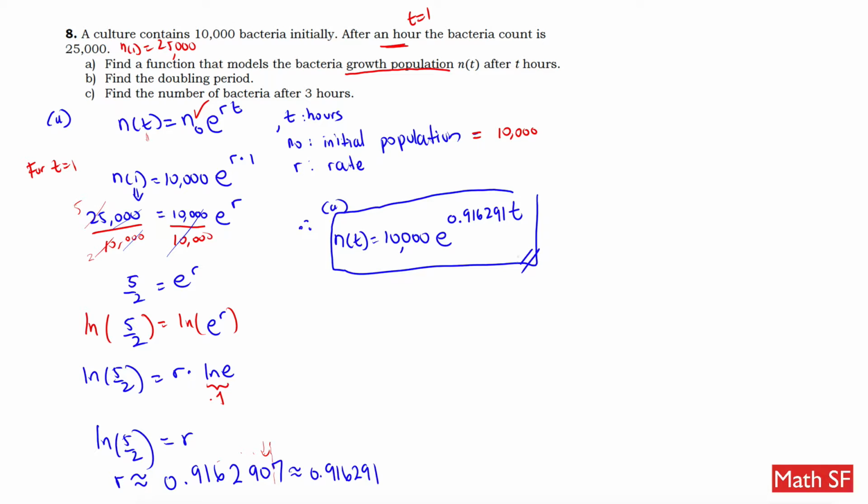Sometimes the professor will tell you 2 digits, 3 digits, 4 digits. I'm just using 6 because I want my answer to be precise. So let's do part B. Find the doubling period.